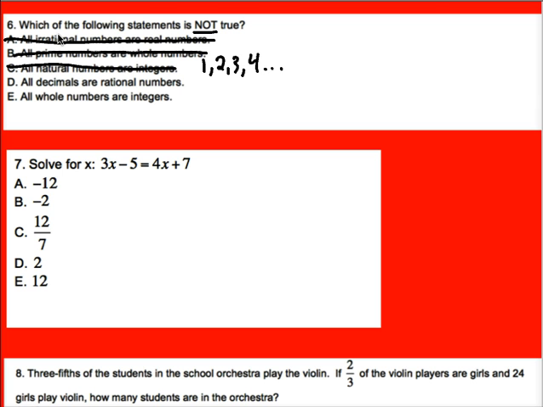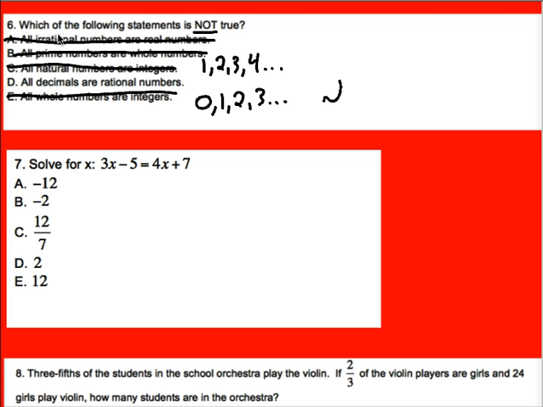I'm going to skip down to E. So E, all whole numbers are integers. Well, whole numbers came right after the idea of natural, when they came with the idea of having nothing, having 0. So yes, those are all integers as well. So now it comes down to decimals.